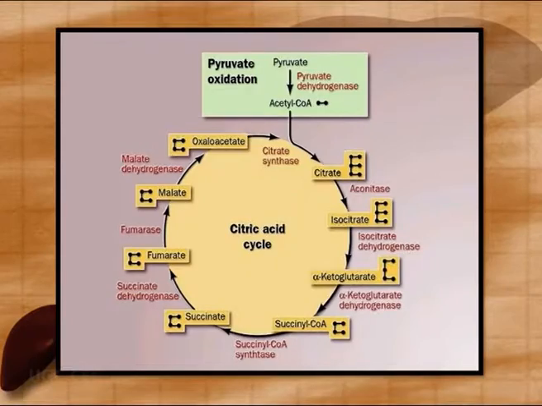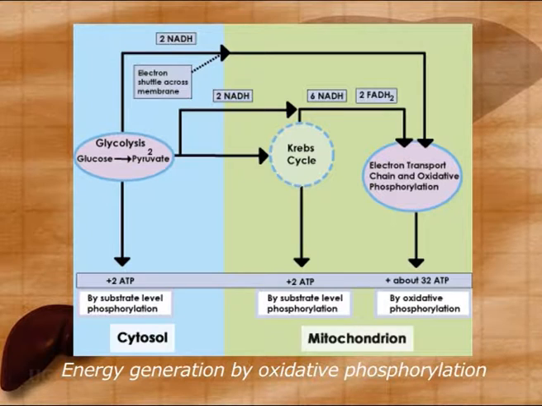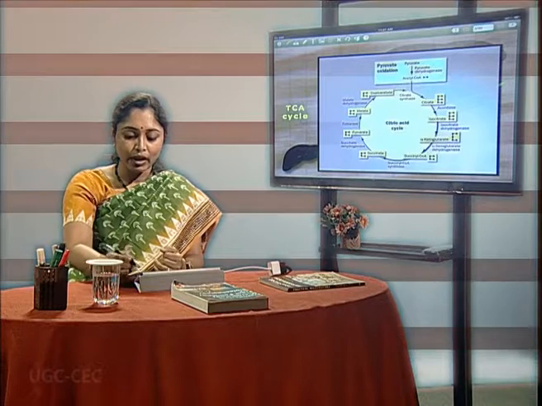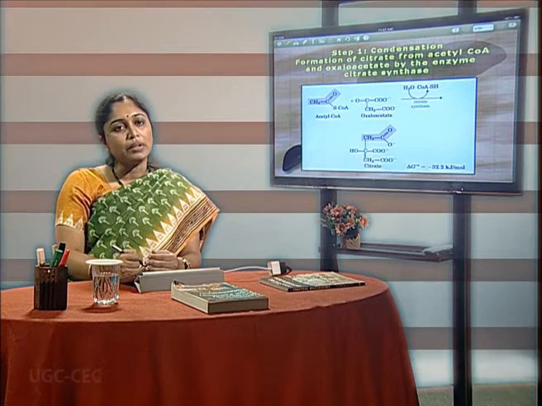The TCA cycle has 8 steps, 3 of them irreversible, and acetyl-CoA is completely oxidized to carbon dioxide. The energy released during the oxidation is conserved in the form of reduced coenzymes FADH2 and NADH. I will describe each step in detail.